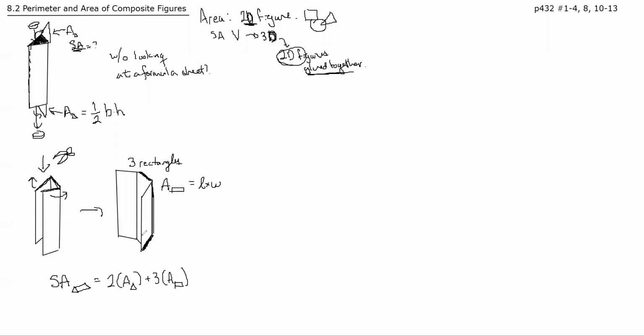Now, I know I'm oversimplifying. Sometimes the dimensions of all 3 rectangles may not be the same, and sometimes the dimensions of these 2 triangles may not be the same. But again, I'm just trying to deliver the point that you don't need a formula. You can actually piece each section out and calculate it.